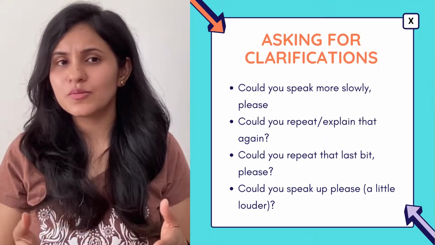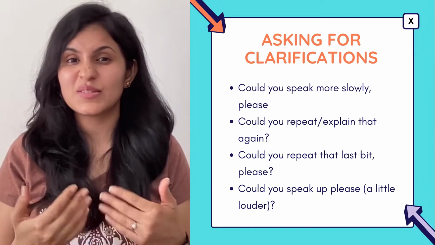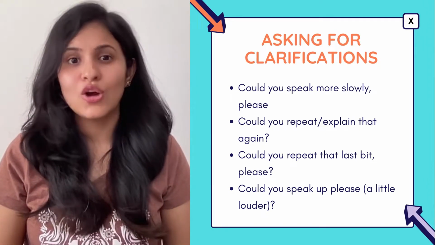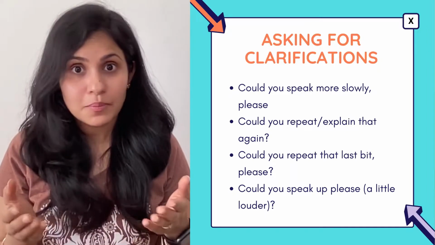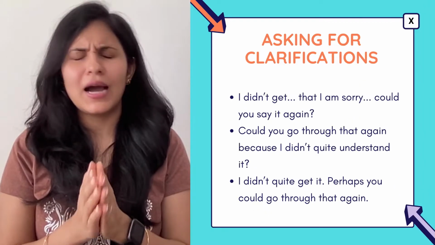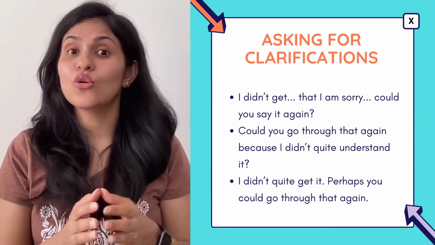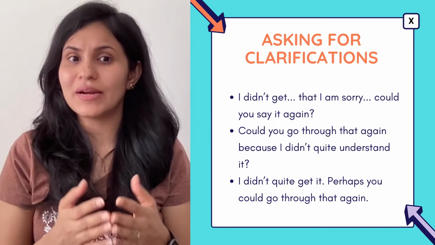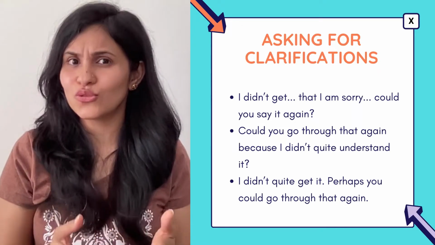For this, you should say, could you please speak more slowly, please? Could you repeat or explain that again? Could you repeat that last bit, please? Could you speak up, please? Wherein speak up means to speak a little louder. I didn't get that. I'm sorry. Could you say it again? Could you go through that again? I did not quite understand it. I didn't quite get it. Perhaps you could go through that again.